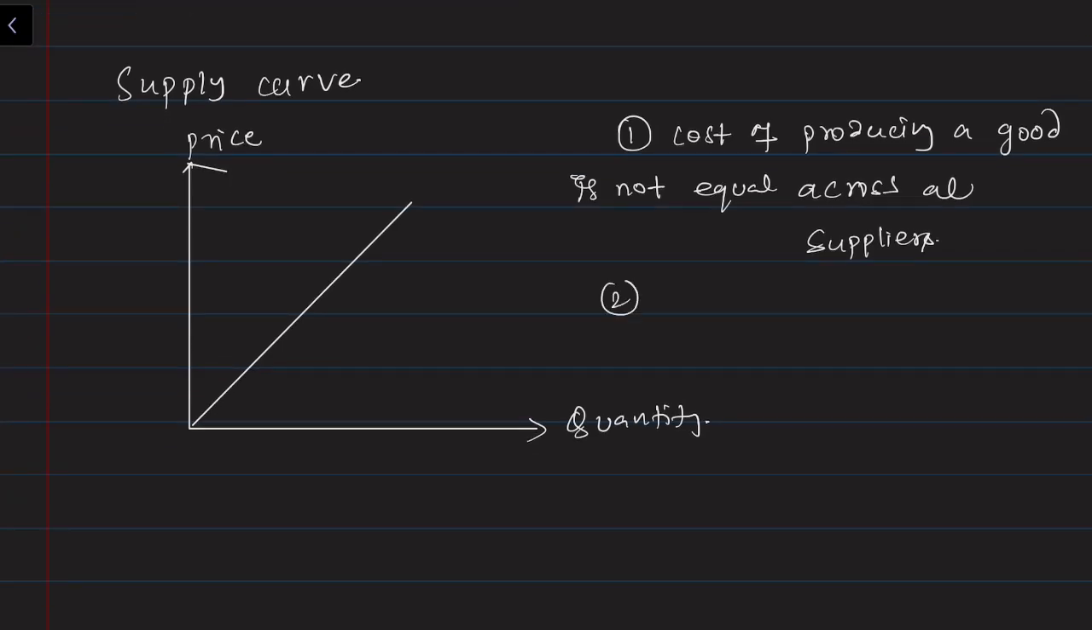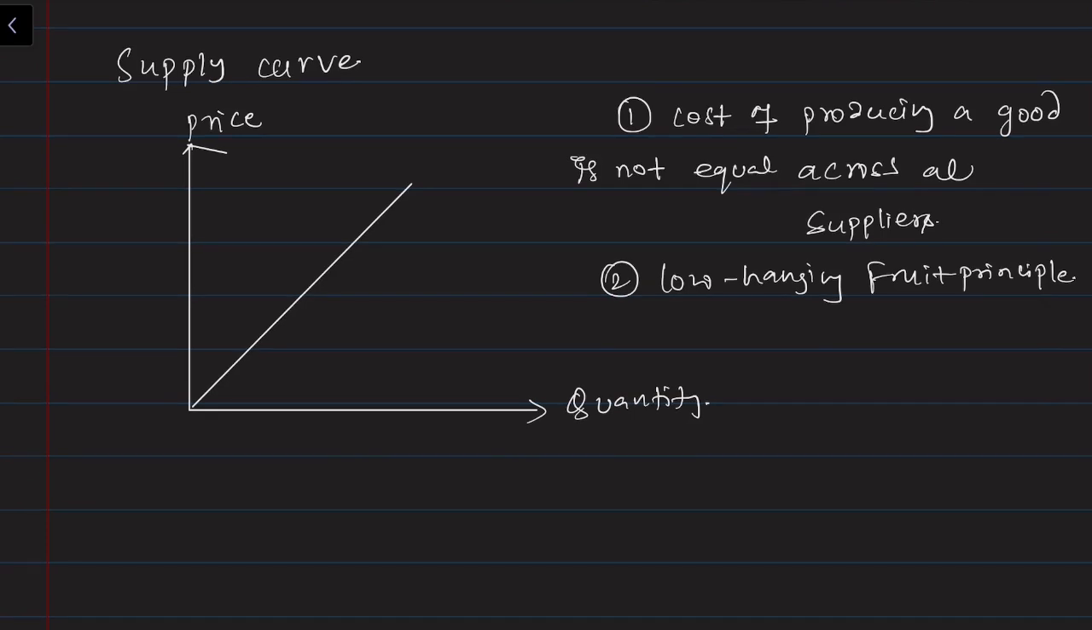The second reason is the low hanging fruit principle, which means suppliers first use the resources which have the lower opportunity cost, and then use the resources which have the higher opportunity cost. So the marginal cost to produce an additional unit of output increases as the quantity increases. These are the two reasons why the supply curve is upward sloping.